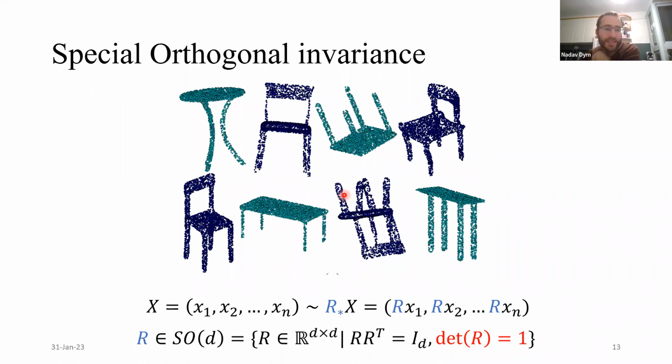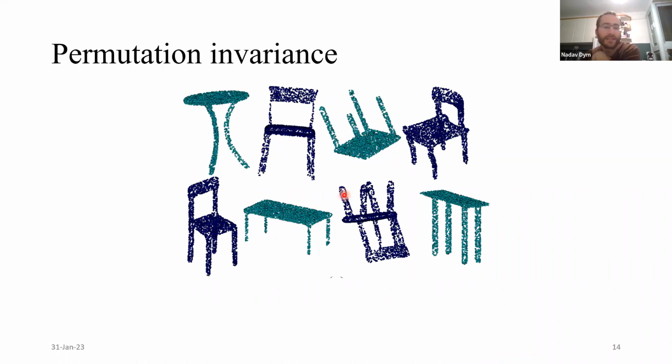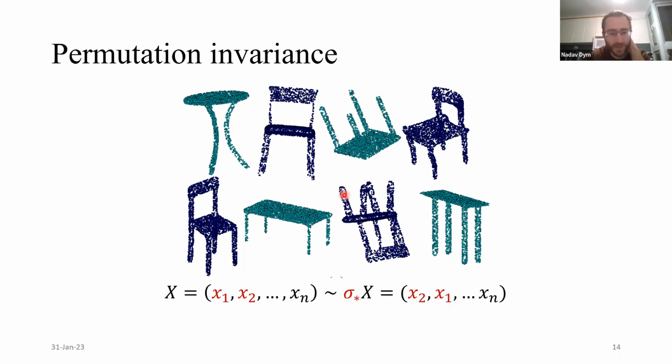Another type is permutation invariance. Basically, we have shapes that are made up of lots of points, and the order in which they come is usually somewhat arbitrary. If you change, let's say, the first and the second point, it shouldn't make any difference; it's still the same chair, etc. So this is another type of symmetry.